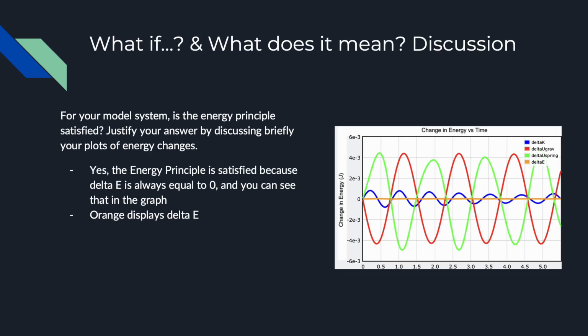Concluding with the discussion questions, for your model system, is the energy principle satisfied? The answer to this question is that yes, the energy principle is satisfied because delta E is always equal to 0, and you can see that in the graph. The orange line here displays delta E.